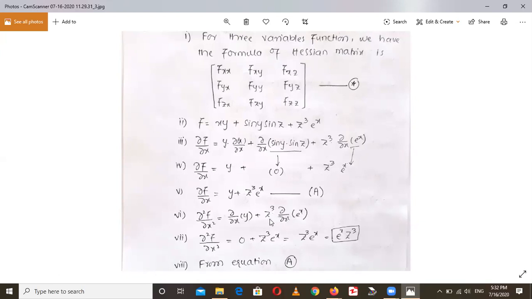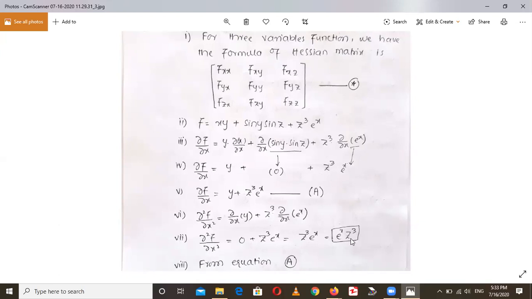And z power cube will move forward, and I will only take the derivative of e power x. Now look here, y is a constant, and I have already told you the derivative of a constant is equal to 0. Plus z power cube will remain itself, and the derivative of e power x is equal to e power x. These two things will be added, and this will give you the answer z cube e power x, or e power x z cube.